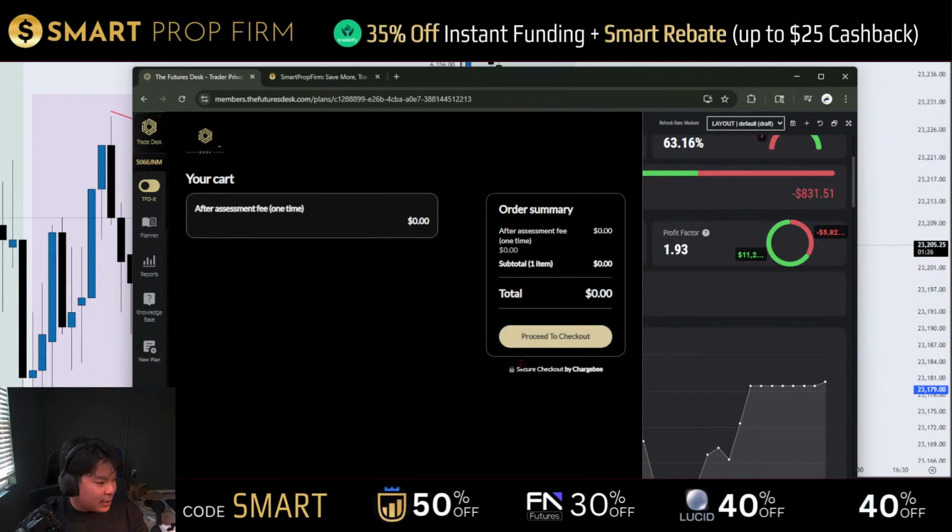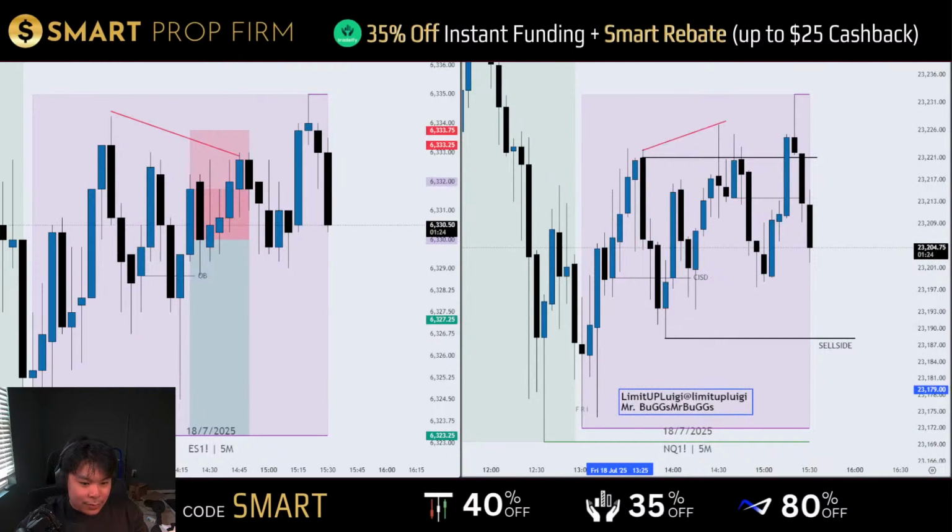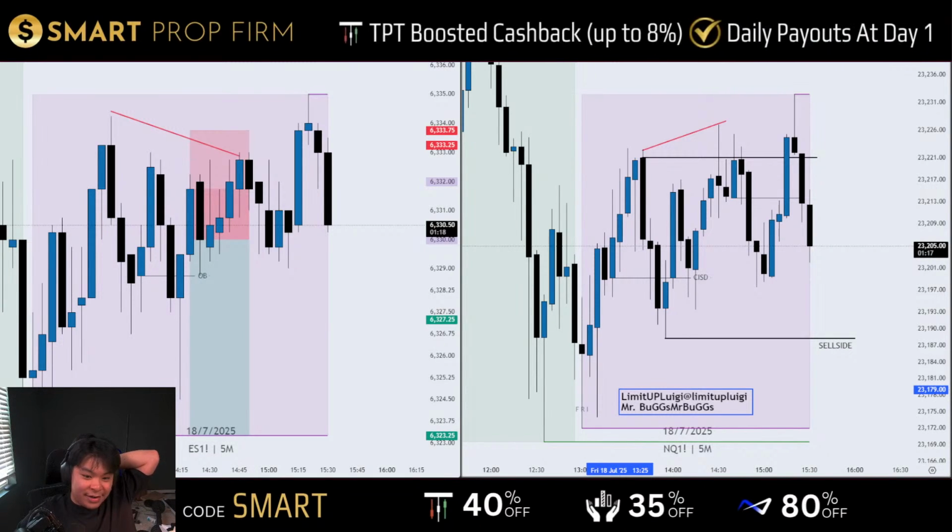$0 to activate. Yeah. And here we go. First trade on funded on stream 2, day 1. Are we about it? Yeah, I want to do something risky here. We're gonna do it again.